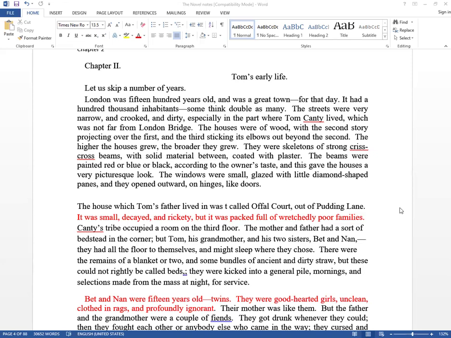Tom's father and mother used this bed, and all other members sleep on the floor, using some straw, S-T-R-A-W, as beds. Full stop.